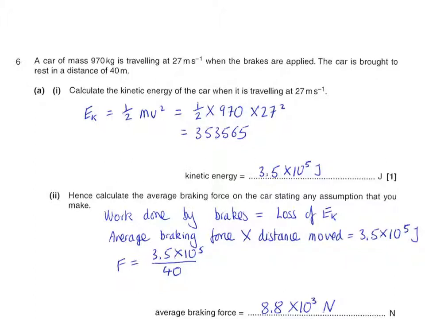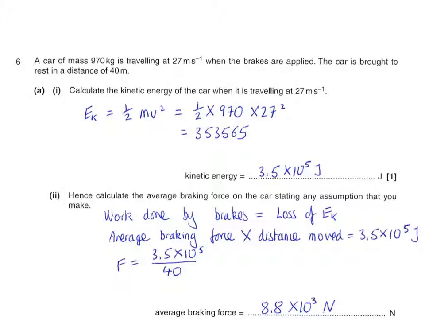So this is G484 homework booklet question 6. It starts off with a little bit of G481 really: calculate the kinetic energy of the car. Very straightforward use of a half mv squared. Here's the equation, throw the numbers in, calculate the answer. No rearranging, no messing around with units, so hence the single mark there. And it comes out as 3.5 times 10 to the 5 joules.